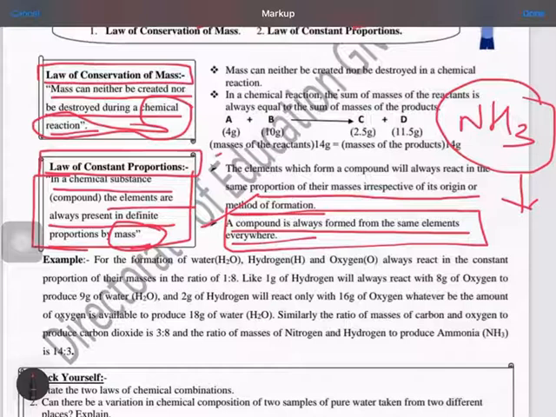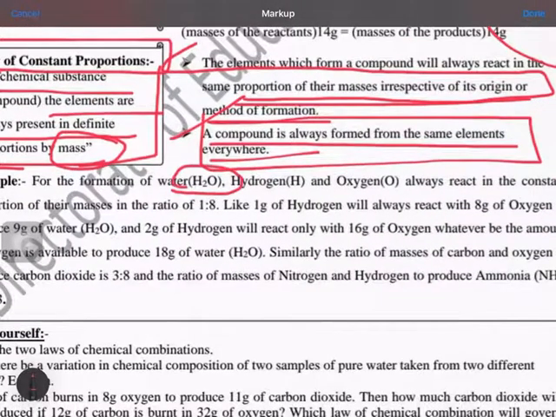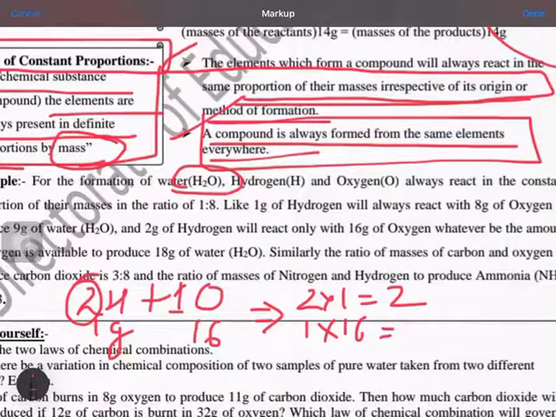So we come to this point now. Through an example we will learn that elements which form a compound will always react in the same proportion by their mass. So we can take the example of water here. What is there inside the water? If we break it, we have 2 atoms of hydrogen and 1 atom of oxygen. When we talk of their masses, hydrogen has mass 1 gram and oxygen has 16. So here we have hydrogen number of atoms 2, so 2 into 1 equals 2, and oxygen 1 into 16 equals 16.